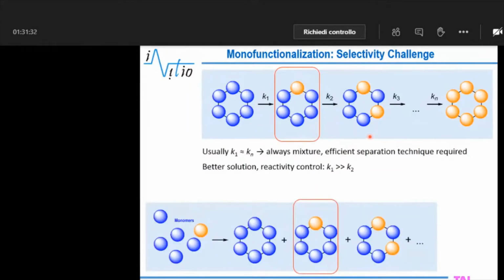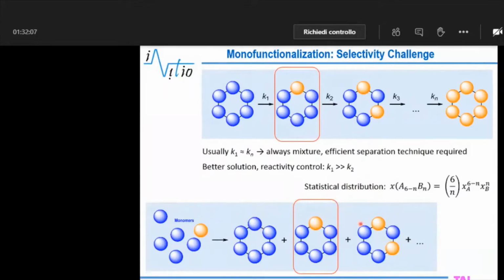Another strategy is to form, for example, a monofunctionalized macrocycle by condensation with mixed monomers. And again, in this case, if your monomers have similar or equal reactivity, you will face a statistical distribution of products anyway. So again, you need to separate. This paper published by Vladimir Shintelar shows a very nice example of that. You need to separate anyway.